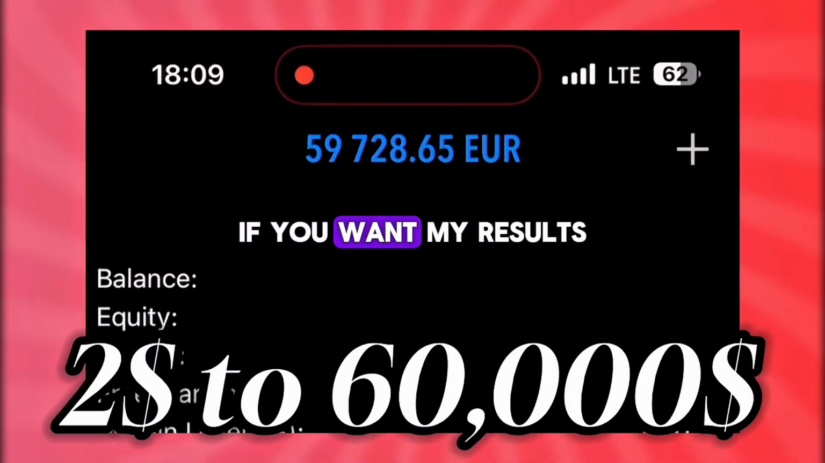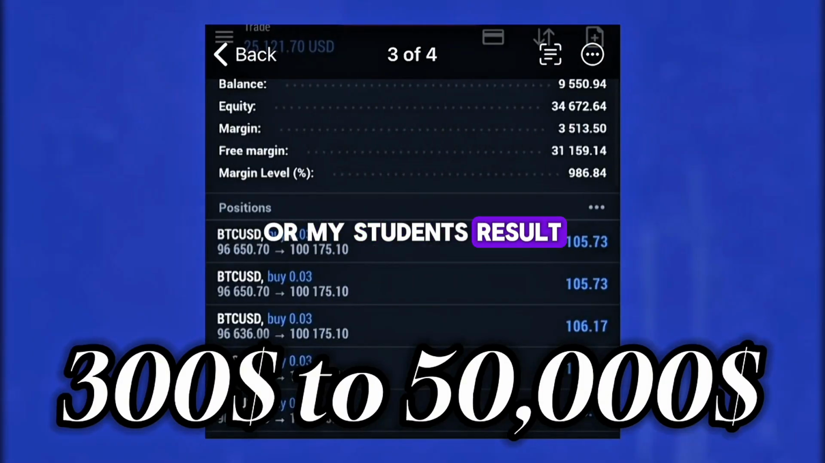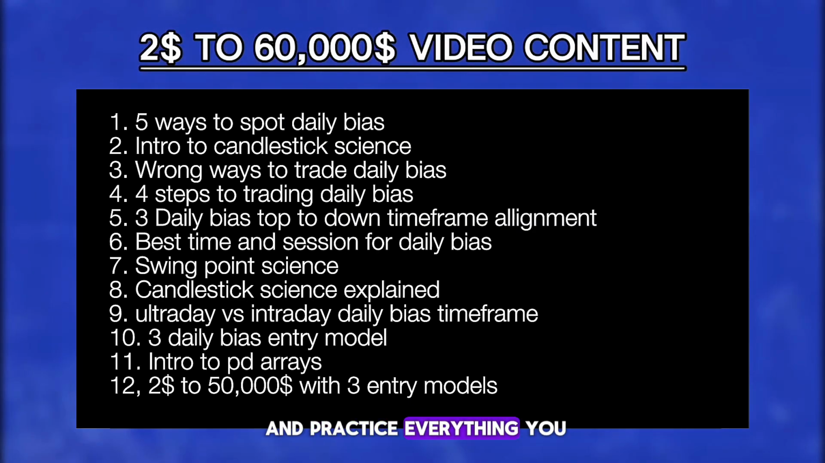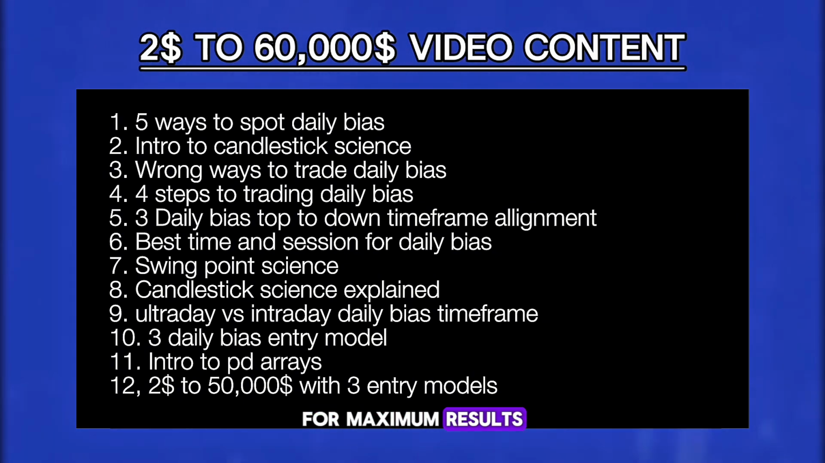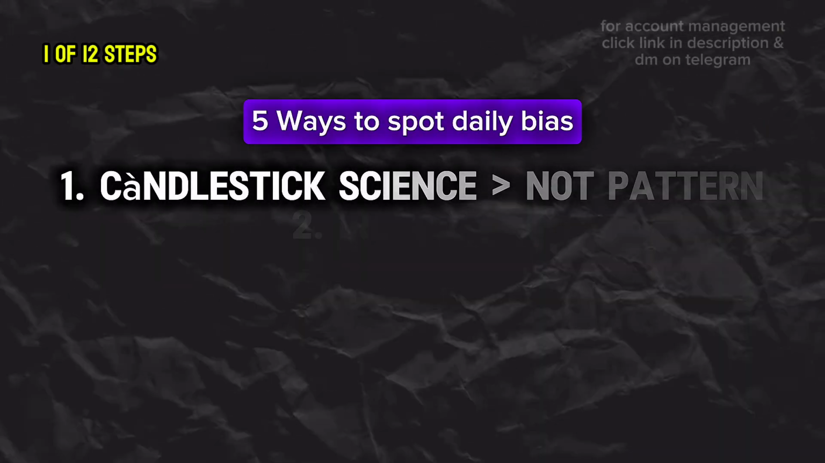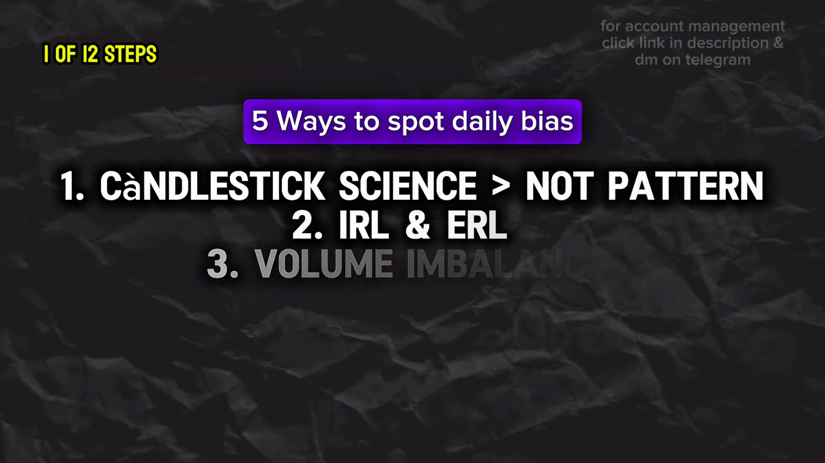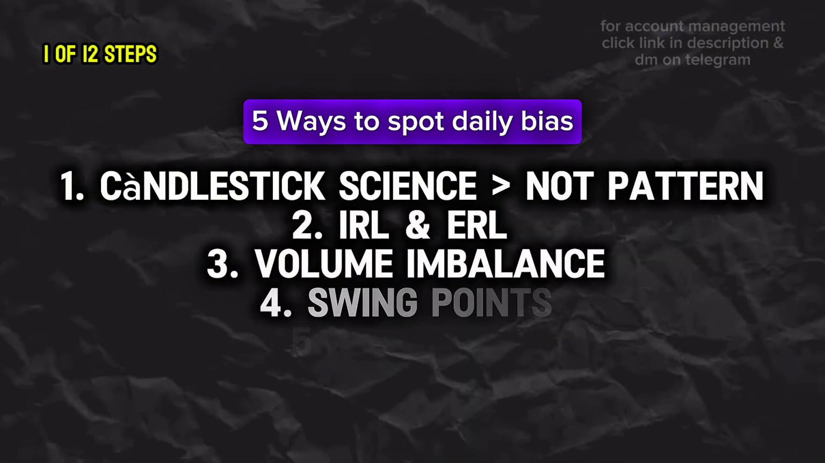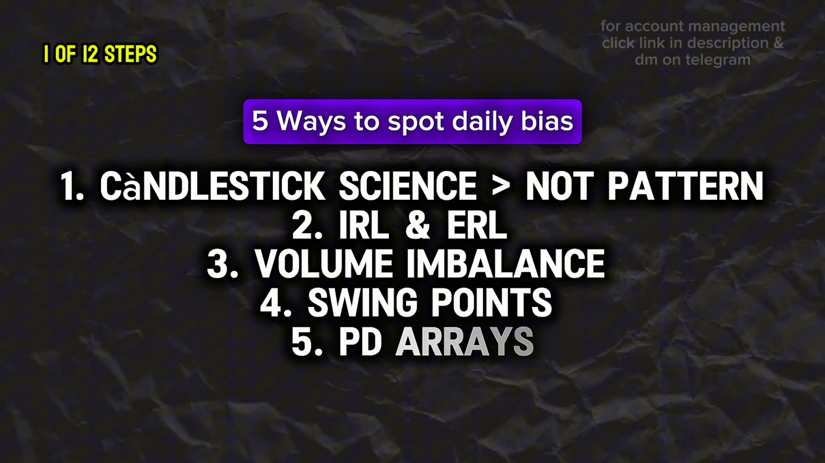If you want my results or my students' results in your life, you need to learn and practice everything you see here for maximum results. And the 5 ways to confirm daily bias are: 1. Candlestick science, 2. IRL and ERL, 3. Volume imbalance, 4. Swing point, and number 5, PDRAs.